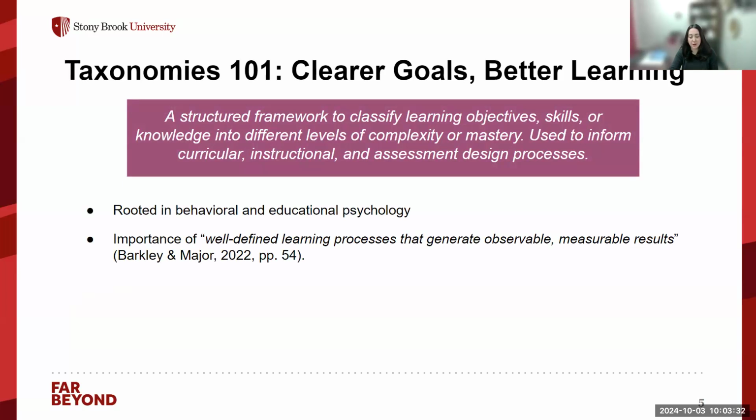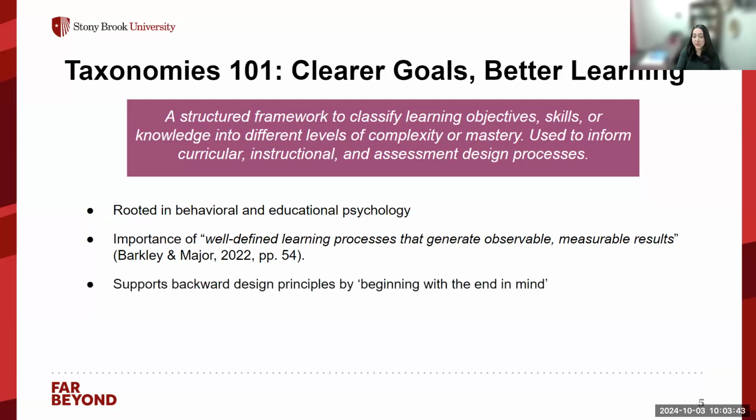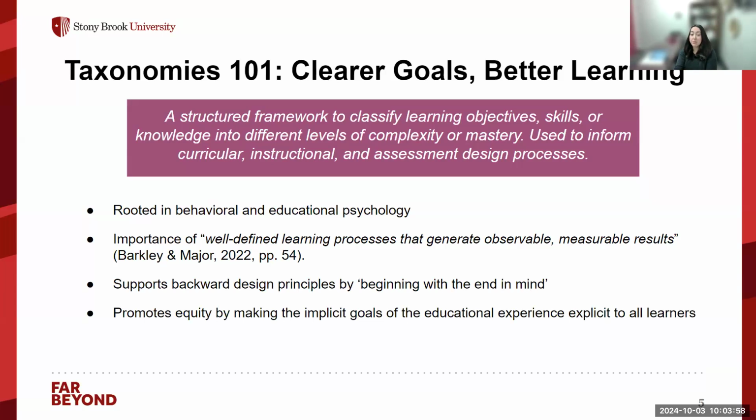So dating back to J.B. Watson, B.F. Skinner, and that importance of generating well-defined learning processes that can result in observable and measurable results. Taxonomies and these frameworks also support backward design principles because you're starting with that endpoint in mind, not just focusing on content, but actually focusing on the skills you want students to walk out the door with. It promotes equity because it takes that internal, maybe implicit goal that you have in mind for your students and makes it explicit for all learners, regardless of where they're coming from or how they've been prepared for your class or program.